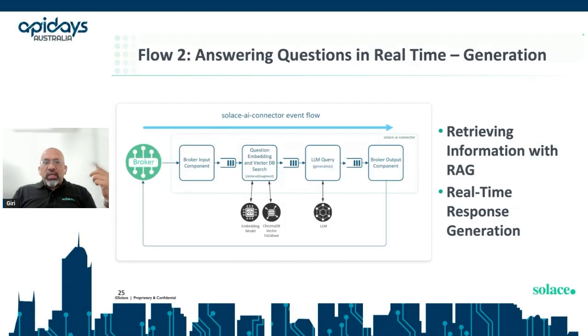And then comes the interaction, answering questions in real time. Basically, that's where the generation comes into the picture. Based on the query coming through in the form of events, it retrieves information with RAG and generates real-time responses, right? And all these interactions could involve multiple steps, and the steps could be made to work with the Solace capabilities. It could be a plain topic-based interaction, or it could be a persistent queue-based interaction.